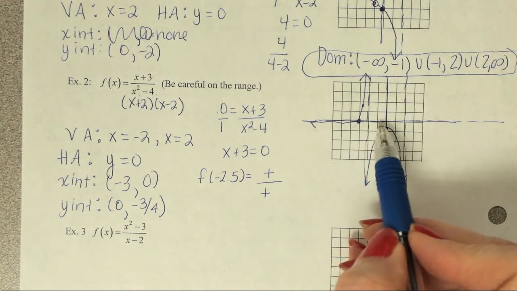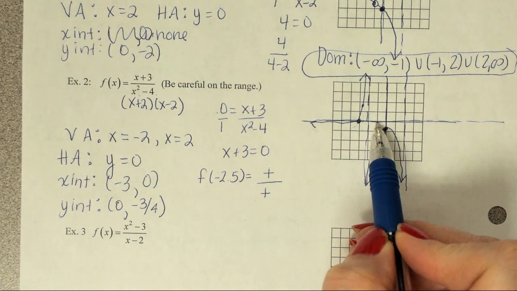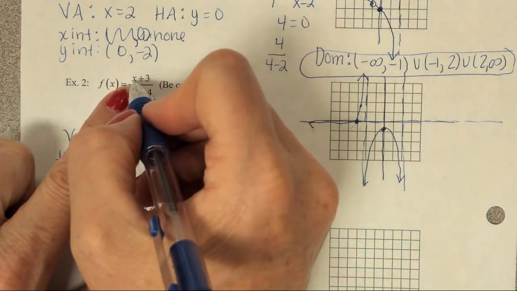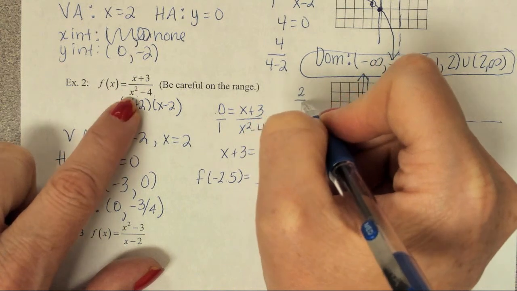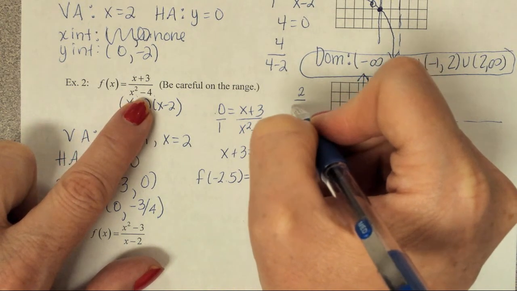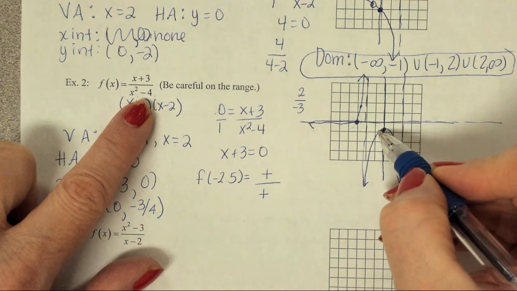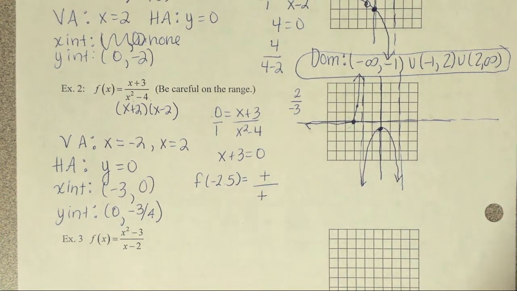What else? What if I didn't realize that? What could I do? Just check the point, right? I could check -1. Check and see what that value is. Let me just show you that way. If I check -1, -1 plus 3 is 2. -1 squared is 1. Minus 4 is -3. So see how that's just about right? You know, I went maybe down a little too far, but it's still negative, so it's going down.